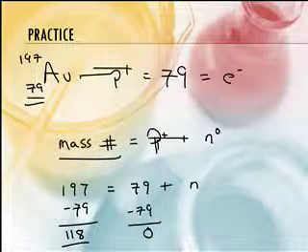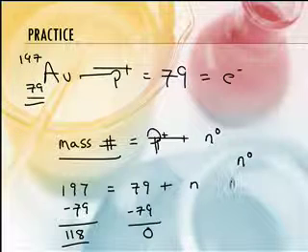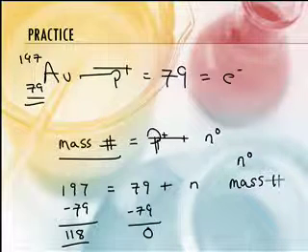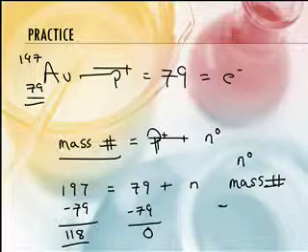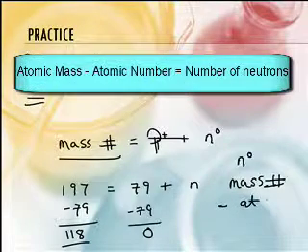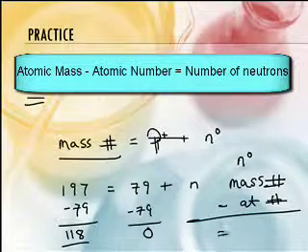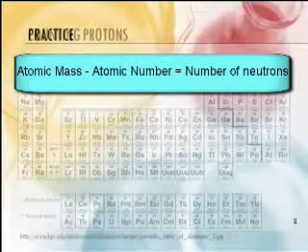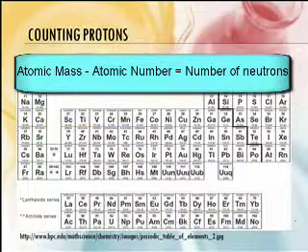So the number of neutrons is simply the mass number minus the atomic number. That equals the neutrons. That's not too bad. Pretty easy. Let's do one more maybe.